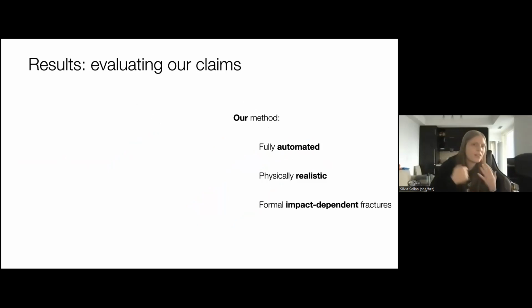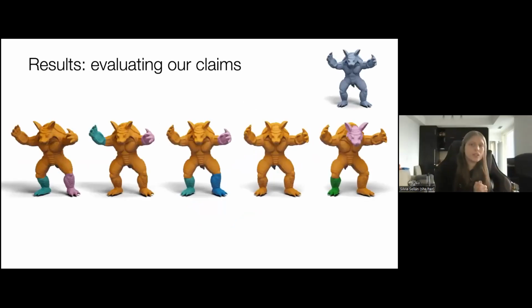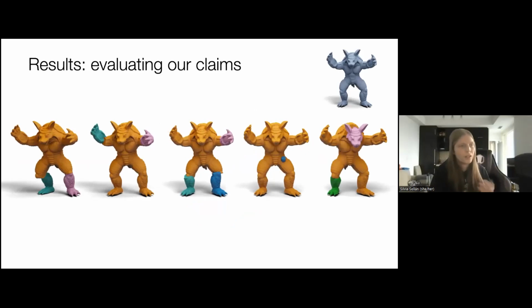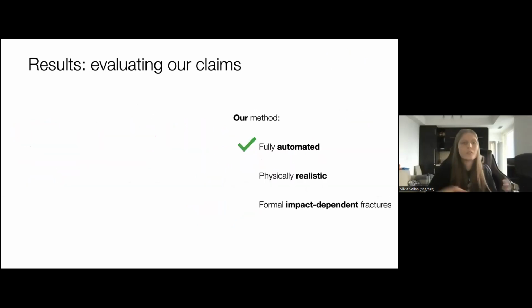So we said that we had 3 success metrics that we set out for our method. The first one, is it fully automated? Well, for any object I showed you, we can compute its fracture modes. They look like this, and that's completely automated. So we get that. We don't need any manual intervention.